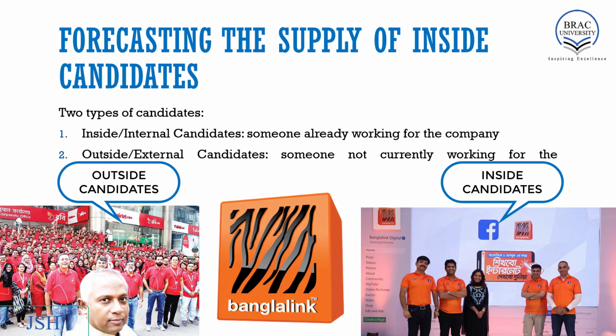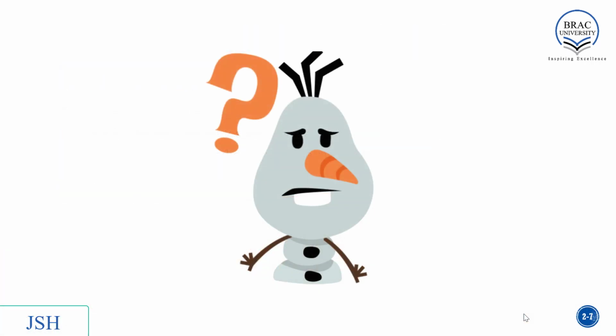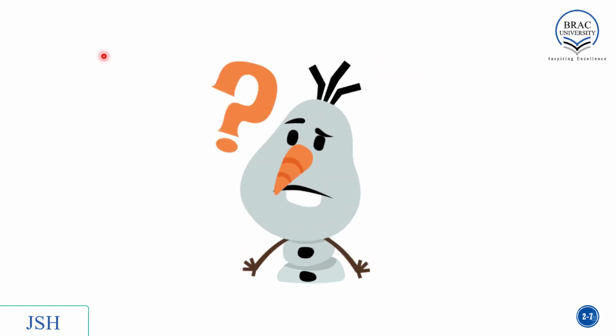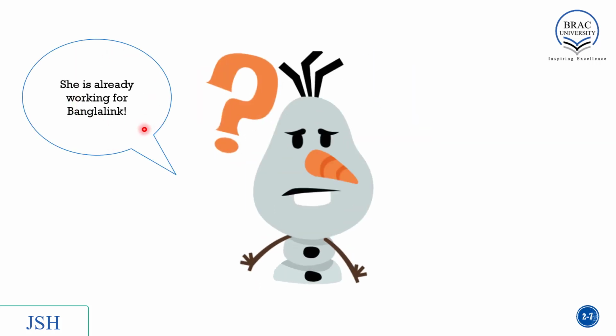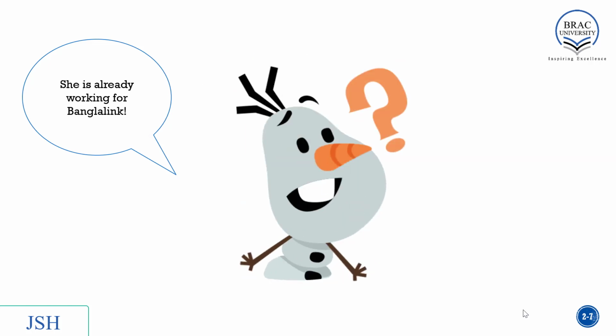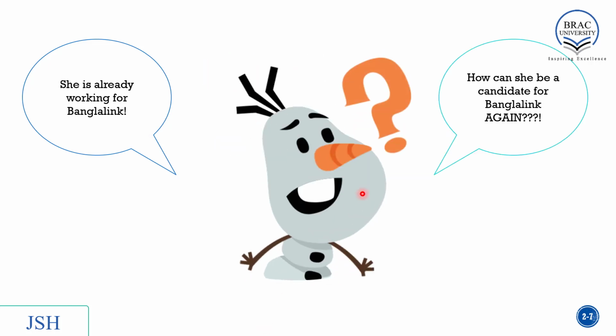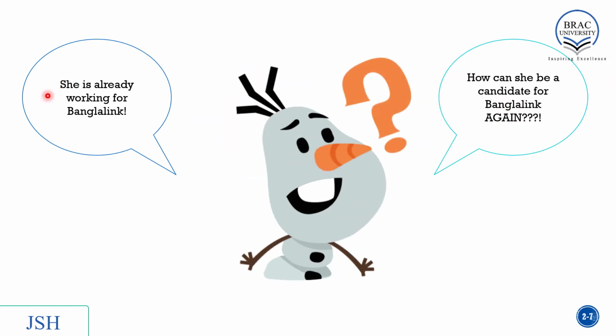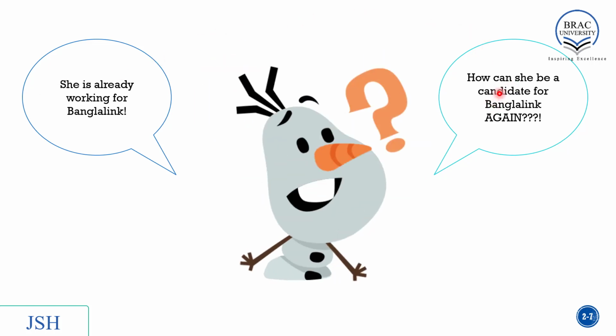Now, when we have a vacant position and we need to hire someone, we can hire job applicants from one of these two sources. Now, it might be the case that there is a question in some of your minds. What is the question? Some of you may be thinking the inside candidates, they already have a job in Banglalink. These people already work for Banglalink. They already have a job. Now, if a person already has a job, how can that person be again considered a candidate for Banglalink? I mean, she already has a job. How can she again be a job applicant or a job candidate, right? So that's a very valid question.